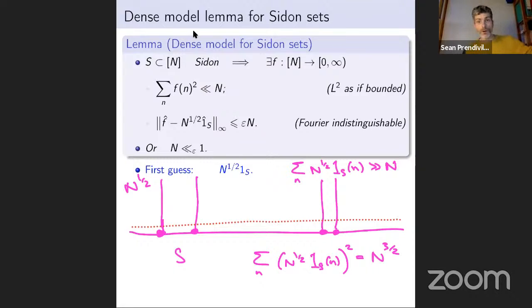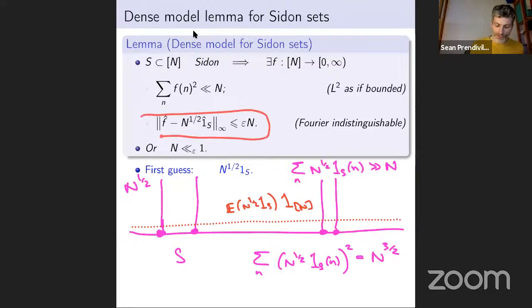Maybe you just smooth out all of these peaks and then just take the average of your function. So this function would be the average of our rescaled Sidon set times the indicator function of our interval. So that's good in terms of L2 boundedness. You can check that this smoothed out average, the indicator function of our interval appropriately weighted, definitely has L2 boundedness.